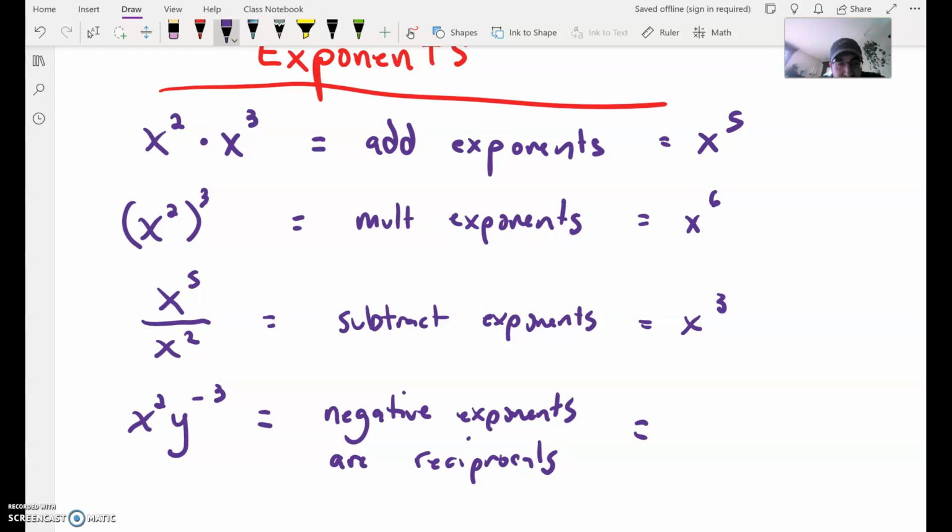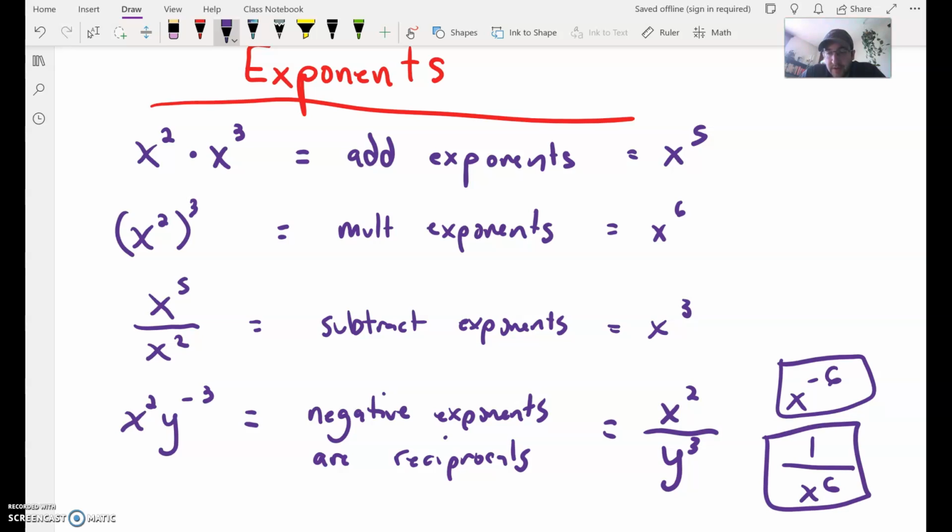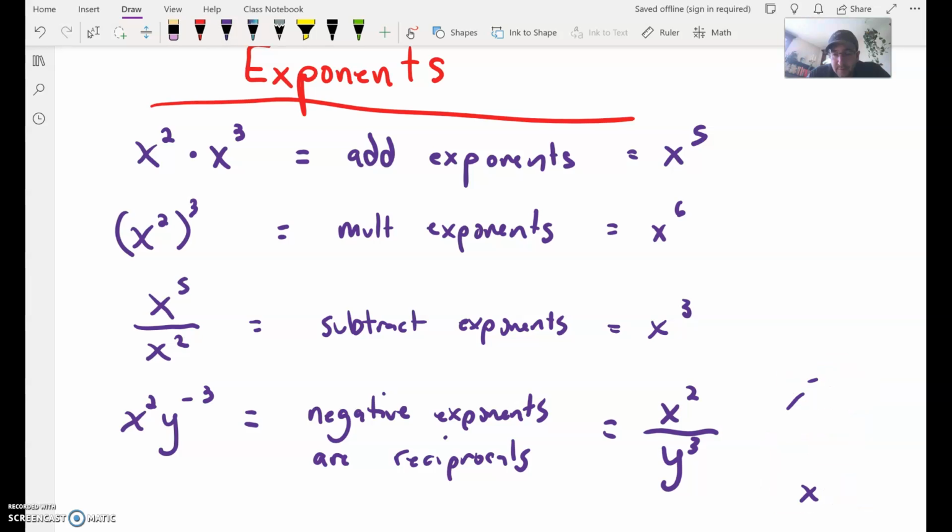So x to the 2nd, y to the negative 3rd, that x to the 2nd doesn't move, but look where that y to the negative 3rd goes. The negative 3 power moves that to the bottom, and it becomes a positive. Okay, so anytime you have, like, let's just say x to the negative 6, we want to rewrite this as just 1 over x to the positive 6. Those are the same thing, these 2 things right here. And in math, we don't really like negative exponents. Okay? So that's the 4th one that we're going to go over.